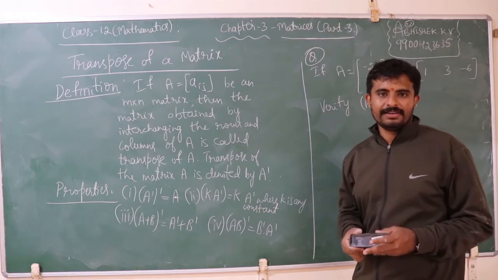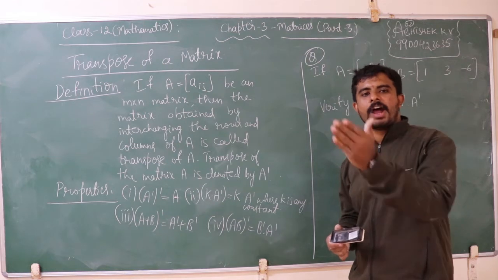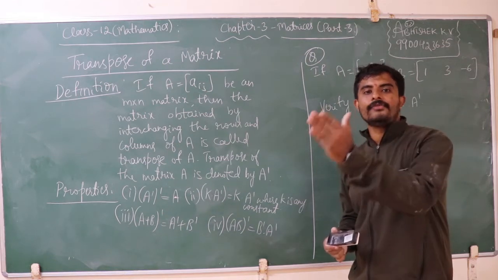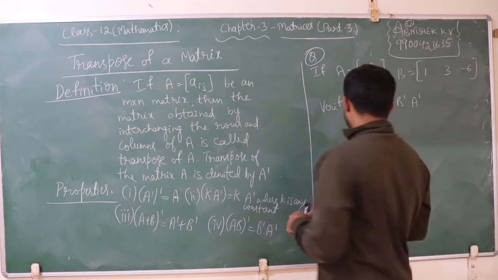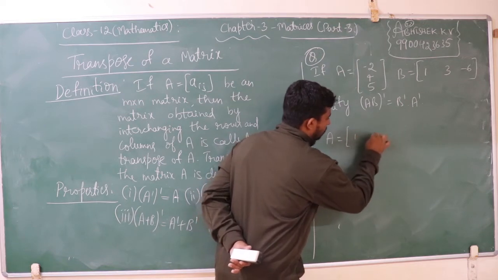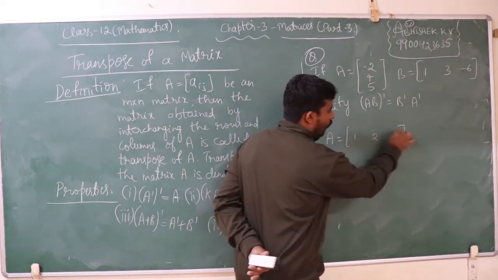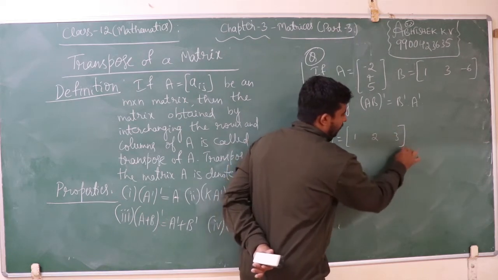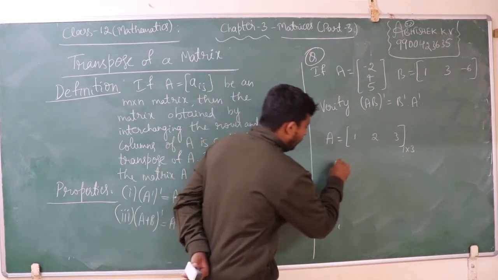What is the definition of transpose of a matrix? A matrix is a rectangular array of numbers or functions. See, if I consider the matrix A is equal to 1, 2, 3. What is the order of this matrix? One row, 3 columns. It has the order 1 by 3.